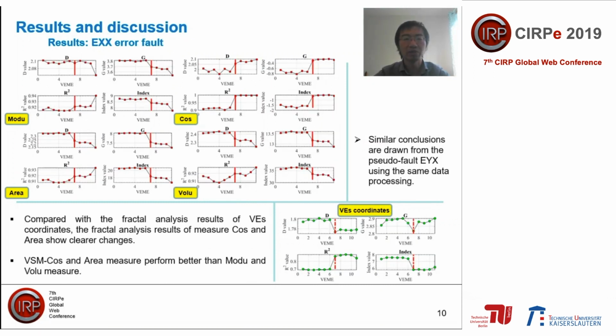This slide reveals the data processing results of the EXS error pseudo fault. From this slide, we can find that, compared with the fractal analysis of volumetric coordinates, for the fractal analysis results of the measures cosine and area, the two parameters, the right change point can be detected. However, for the volumetric coordinates, for the G parameter, it doesn't work. Therefore, the fractal analysis of cosine and area shows a clear change. When we discuss the effects of the vector similarity measures in this figure, we can find cosine and area perform better than the module and volume parameters. And a similar conclusion can be drawn from the other pseudo fault, EYX, when using the same data processing.